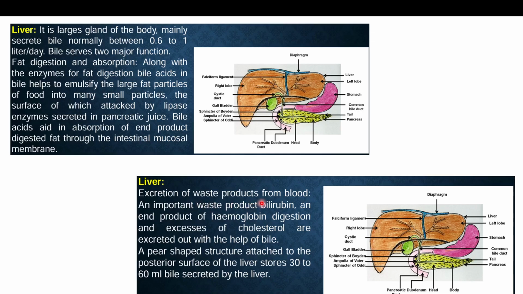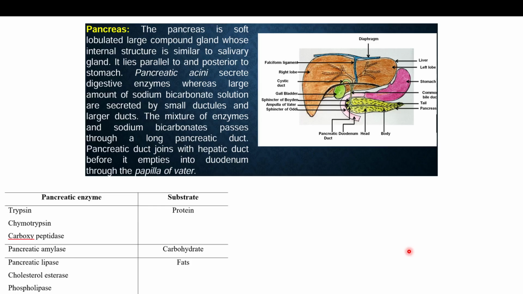Also, excretion of waste products from the blood is done with the help of the liver. An important waste product, bilirubin, which is the end product of hemoglobin digestion, and excess cholesterol are also excreted out with the help of bile. A pear-shaped structure attached to the posterior surface of the liver stores 30 to 60 ml of bile, which is secreted by the liver. This is the gallbladder, this pear-shaped structure here.